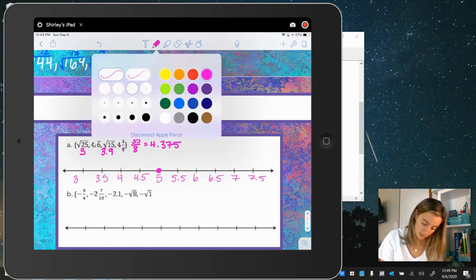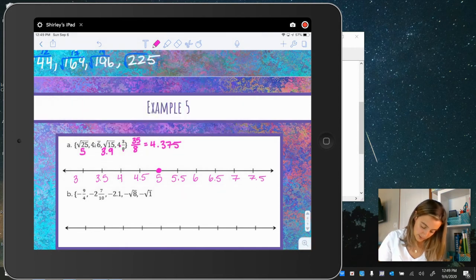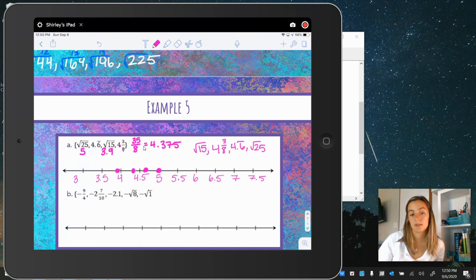Just going to go ahead and plot my numbers just like we did yesterday. I got 4.6 repeating, 3.9, then 4.375. So now ordering them from left to right, my smallest number here was the square root of 15. Remember, you always want to keep it in the same form. And then I have 4.375, so that was my 4 3/8. And then I have 4.6 repeating, and then finally I have the square root of 25. There's my list. So we're going to go ahead and do the same thing for part B.